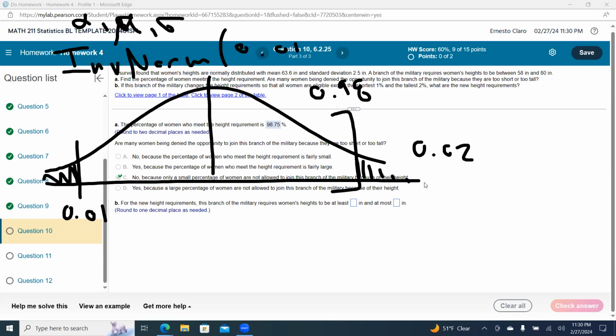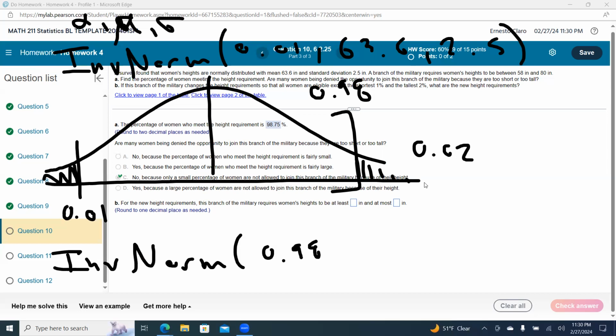So inverse norm 0.01, comma mean 63.6, comma standard deviation 2.5. And then inverse norm 0.98, all the same stuff, 63.6, 2.5, and then we get those. Those are going to be the x values, rounded to 1 decimal place. Those are going to be the heights. So normal CDF will find the probability that we're in between two heights, two x values. And inverse norm will take a probability or an area and link it to that x value.